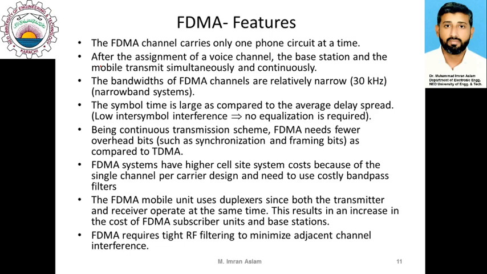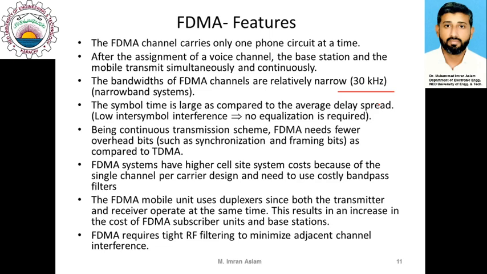because to use that channel properly, this FDMA scheme is based on a continuous transmission system. The bandwidth that is used for FDMA system is generally relatively narrow, which is around 30 kilohertz only. The symbol time used in FDMA systems is relatively large as compared to the average delay spread achieved in the wireless systems.